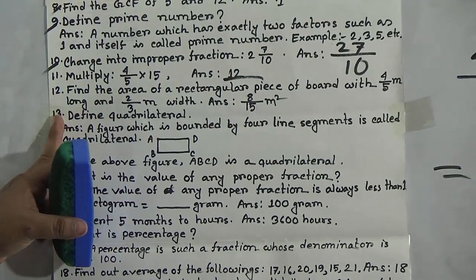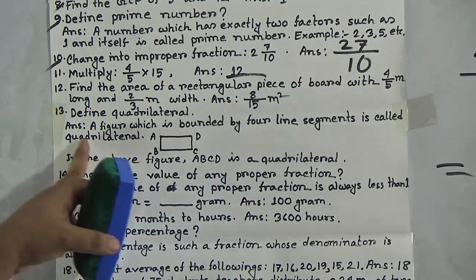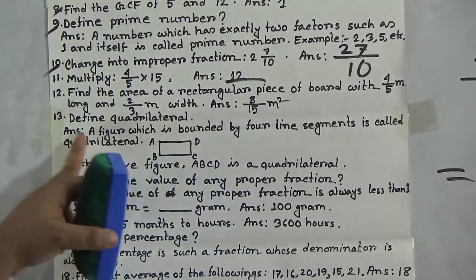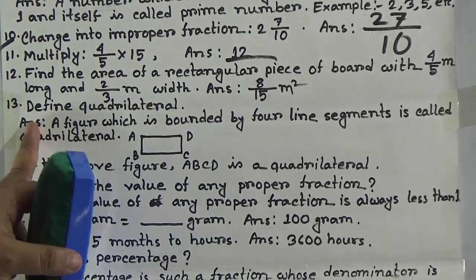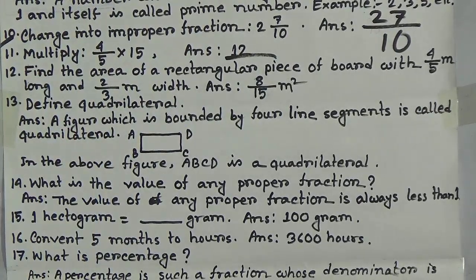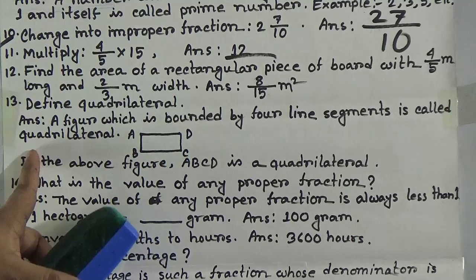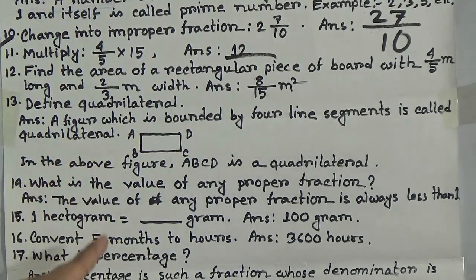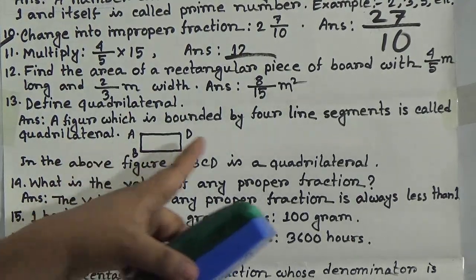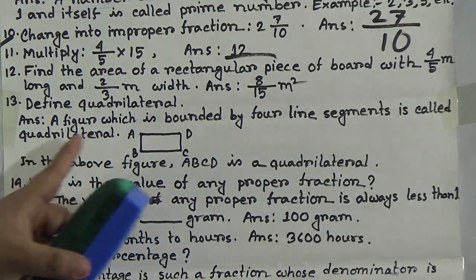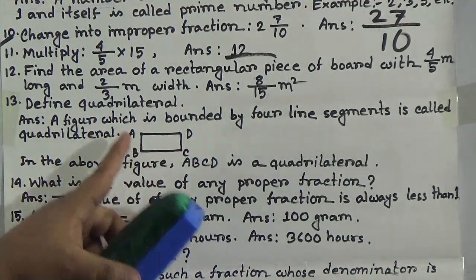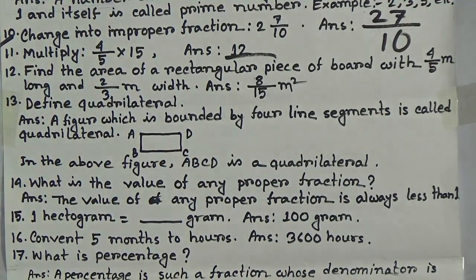Then question number 30: define quadrilateral. So we give the definition now. A figure which is bounded by 4 line segments is called a quadrilateral. In the figure, A, B, C, D is called a quadrilateral.